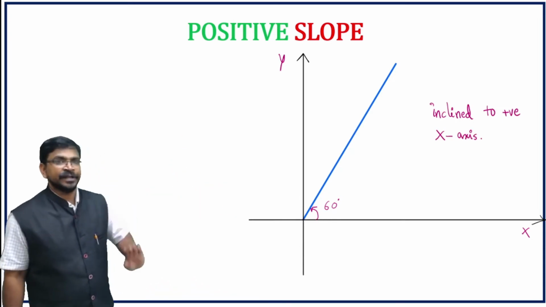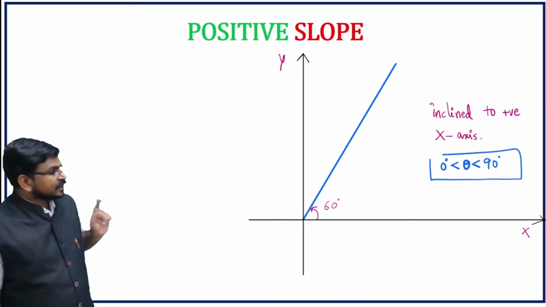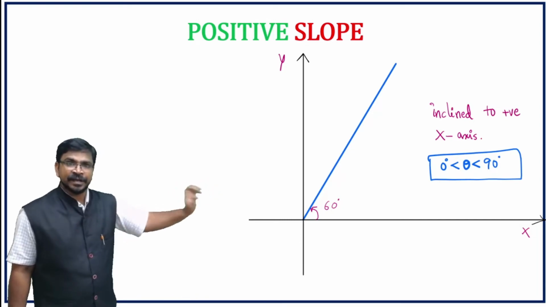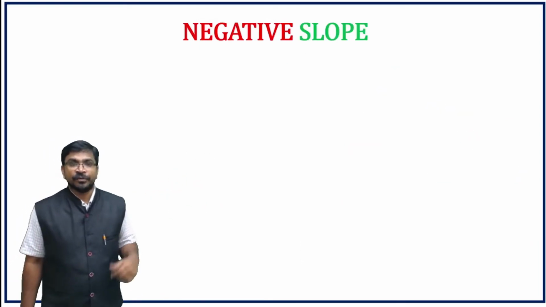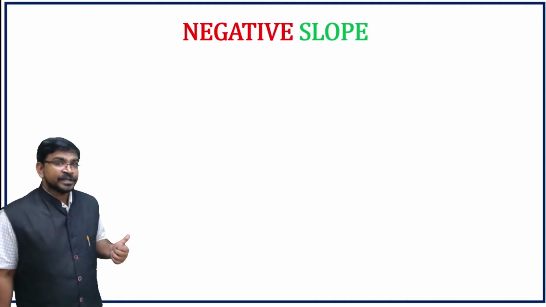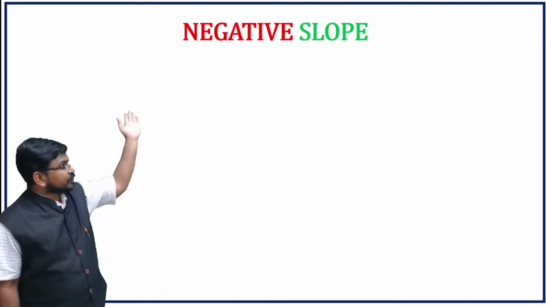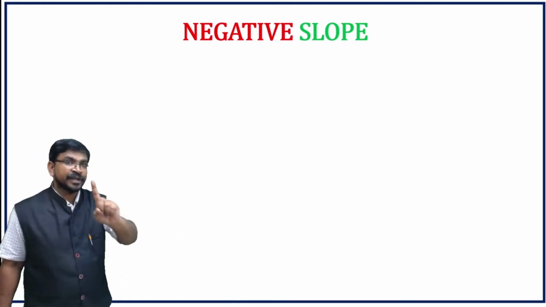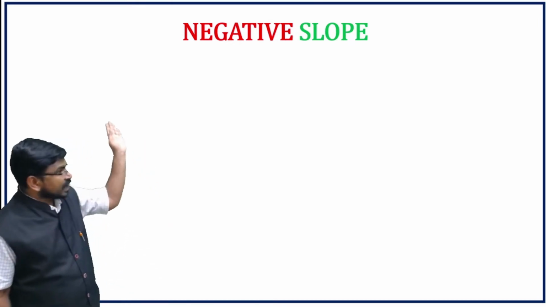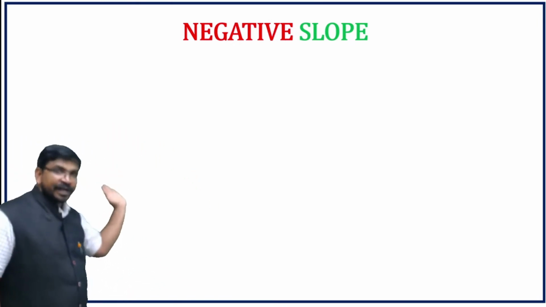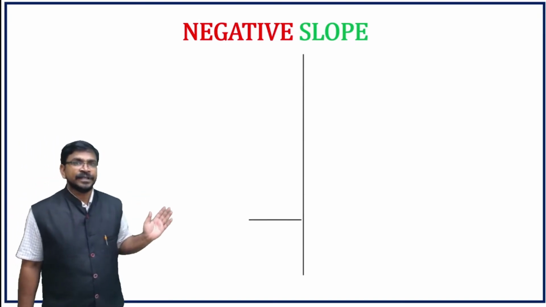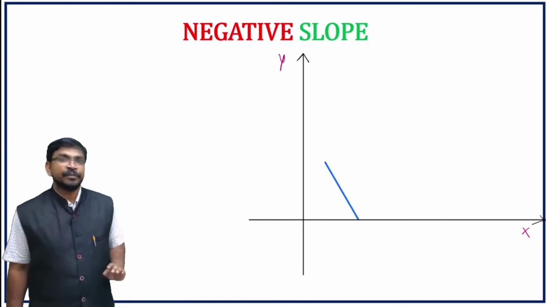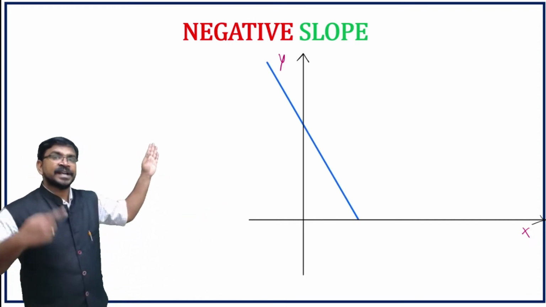Another way to identify it: the notation is theta is greater than 0 and less than 90. That is the first quadrant. Now, regarding the negative slope. Negative slope means where tan theta is negative. Tan theta negative means it should be like this, and the theta with the positive x-axis must be greater than 90. And it looks like it is inclined to the negative x-axis, the nature of the graph. See, let me take coordinate axes here as shown in the figure, y-axis and x-axis. Let me take a line or graph which indicates the negative slope here.